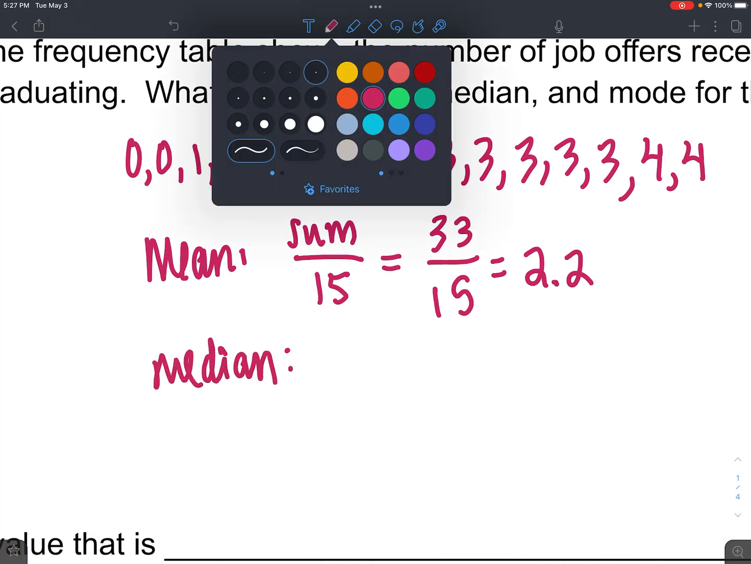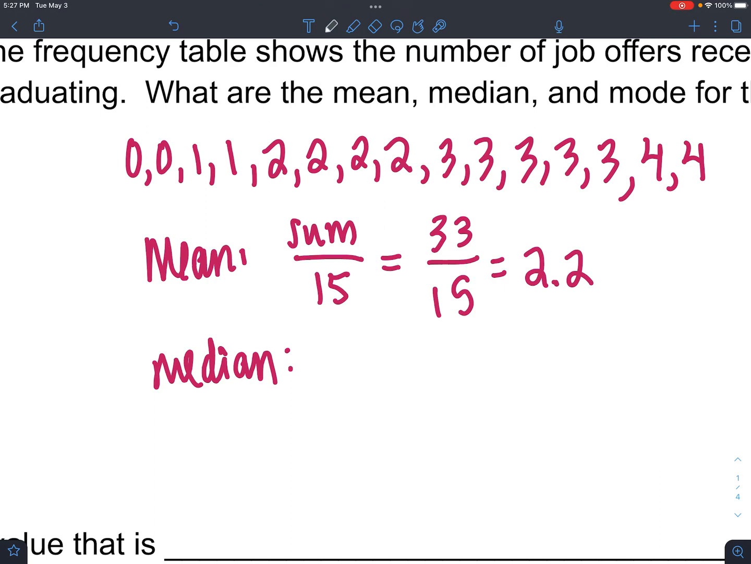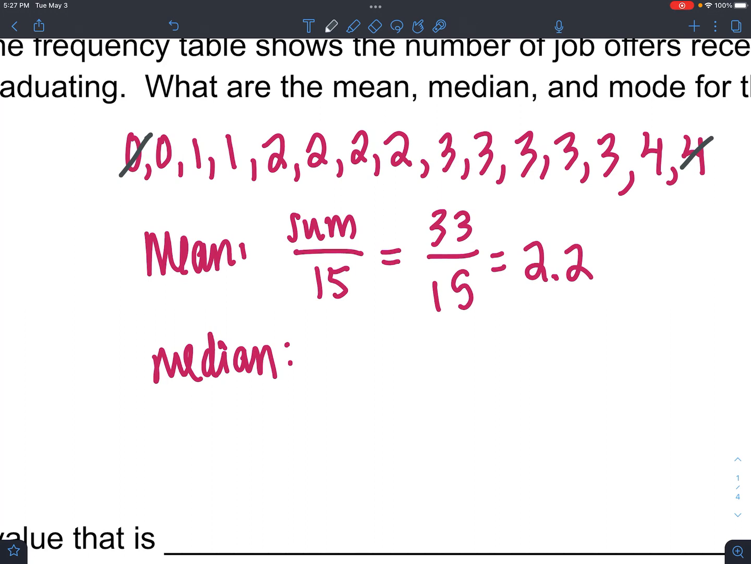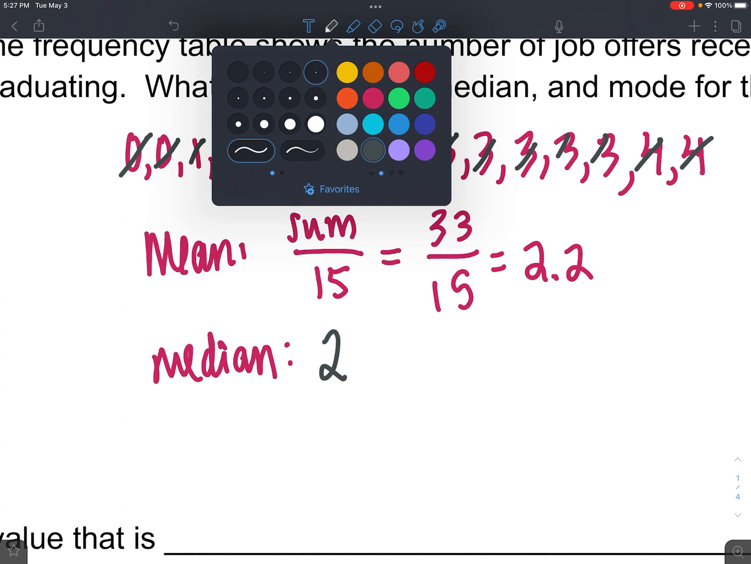Median is achieved by finding the middle number in the set. So I'm going to cross off these a pair at a time. So I'll count 1 2, 1 2, 1 2, 1 2, 1 2, 1 2, 1 2. So I completed 7 pairs, and I do have a number left in the middle, so that's my median.